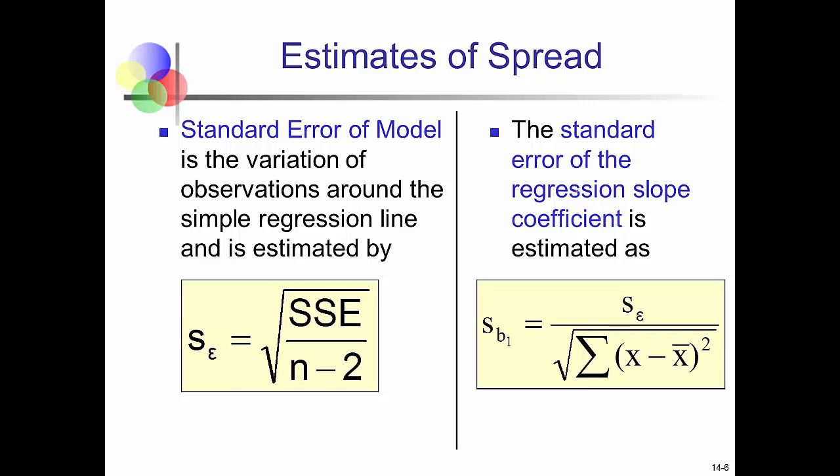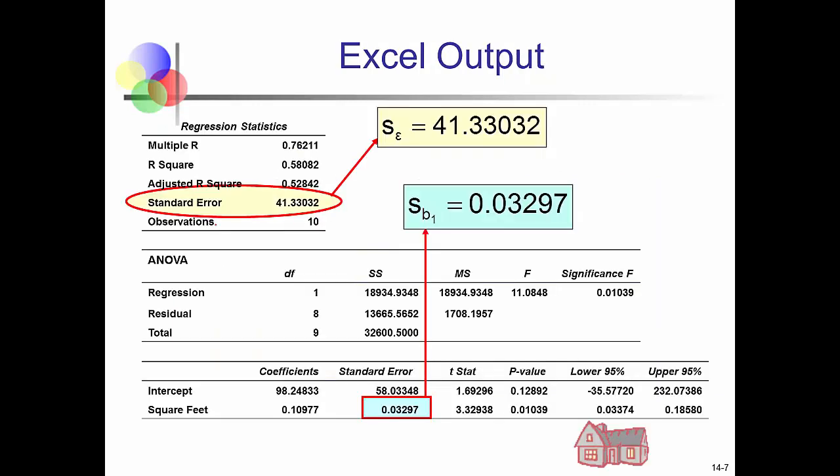The standard error for an individual regression coefficient is actually estimated using that standard error from the model. So the standard error for our slope coefficient is the standard error of the model divided by the square root of the squared deviations of x around its mean. These standard errors are estimated for us using the software.